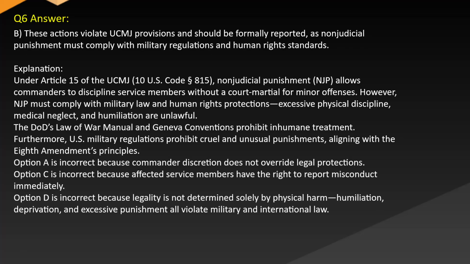Answer. B. These actions violate UNCLOS provisions and should be formally reported, as non-judicial punishment must comply with military regulations and human rights standards. Explanation. Under Article 15 of the UNCLOS, 10 U.S. Code § 815, non-judicial punishment (NJP) allows commanders to discipline service members without court-martial for minor offenses. However, NJP must comply with military law and human rights protections. Excessive physical discipline, medical neglect, and humiliation are unlawful. The Dutch Law of War Manual and Geneva Conventions prohibit inhumane treatment. Furthermore, U.S. military regulations prohibit cruel and unusual punishments, aligning with the Eighth Amendment's principles.